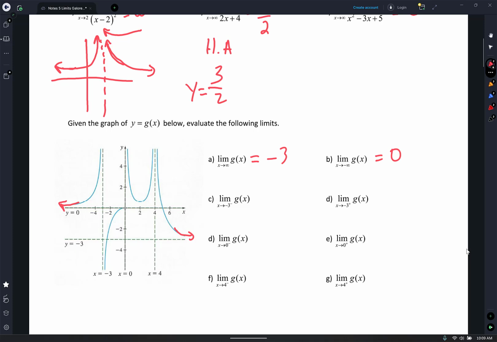Letter C. How do I read that? -3 from the left. So go look at -3. X equals -3. Positive infinity. That's the behavior. You can also say what? Does not exist. What about letter D? -3 from the right. Negative infinity. It's going down forever.